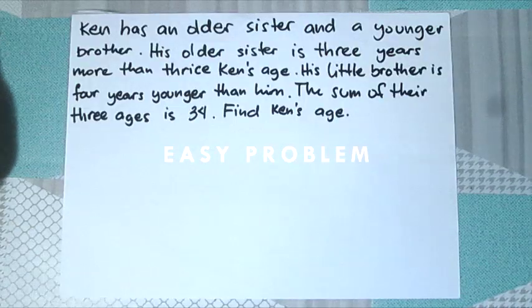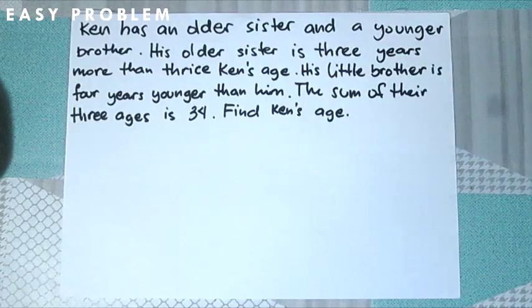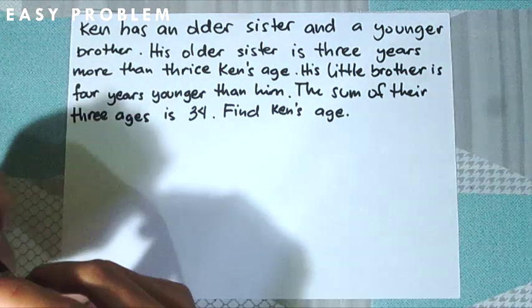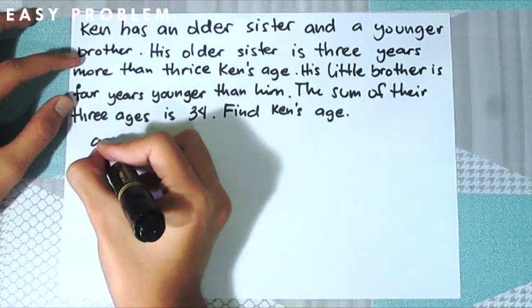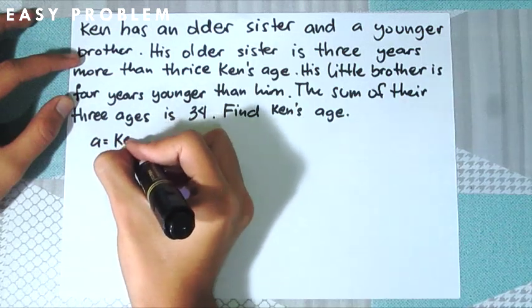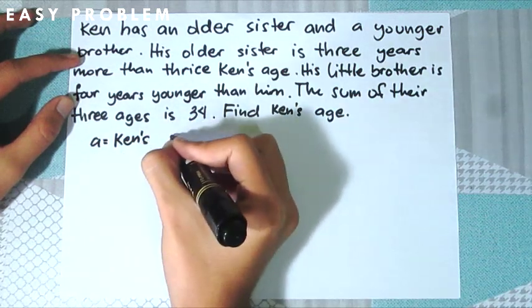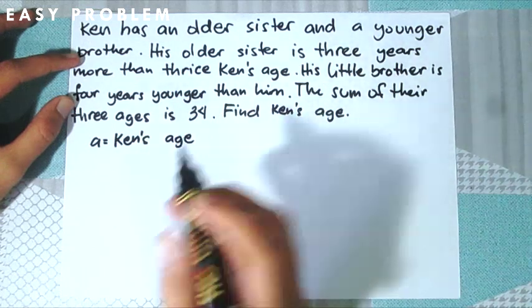Ken has an older sister and a younger brother. His older sister is 3 years more than thrice Ken's age. His little brother is 4 years younger than him. The sum of their 3 ages is 34. Find Ken's age. So let's represent Ken's age as A.